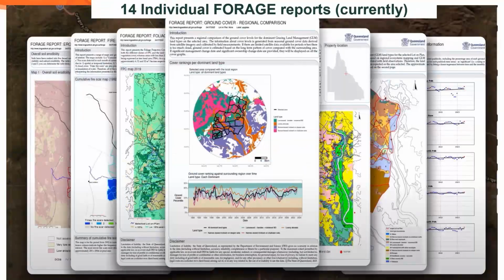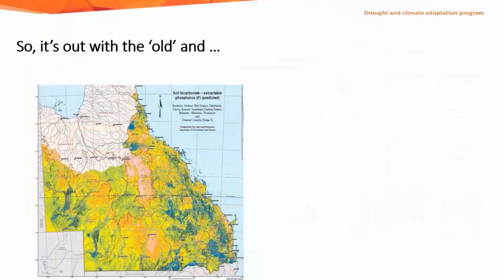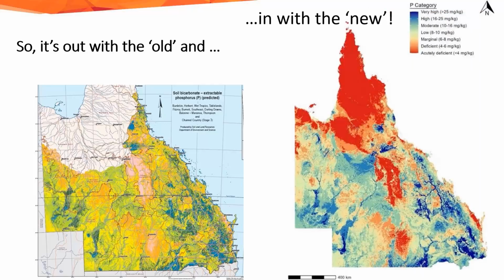So currently we have 14 individual FORAGE reports. There they are. I won't go into all of those. We're going to focus today on the soil phosphorus report, which gives you mapping and data tables. As you've seen there before, that Jim showed and Stephen, that's the old map that we had without any data whatsoever. Much to work with for the Gulf and the Cape people. And now we have a full coverage of Queensland.